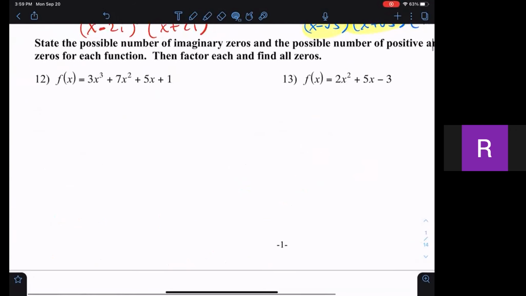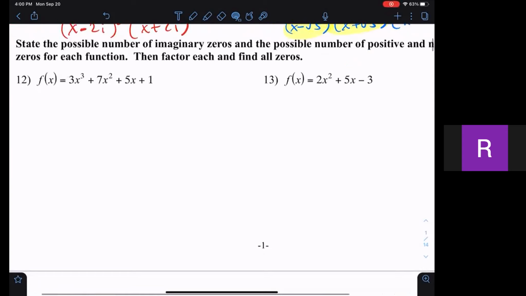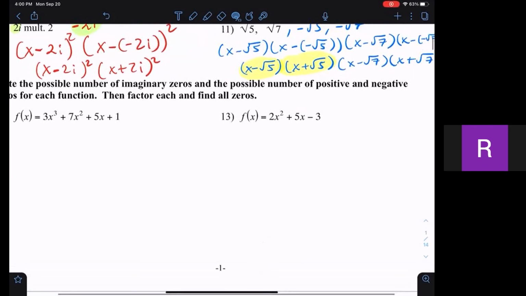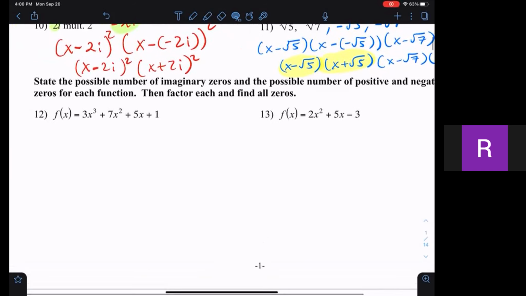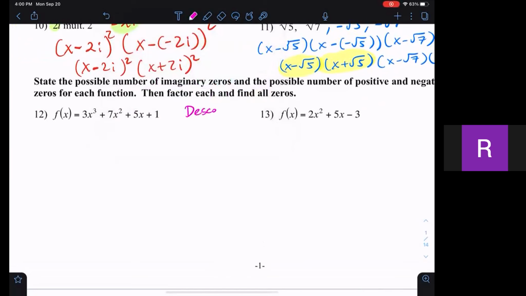Okay, next. It says state the possible number of imaginary zeros and the possible number of positive and negative zeros. Then factor and find the zeros. So basically, they want you to predict, right? So you need to estimate. The way you estimate is you have to use Descartes' rule of signs. So how do you do this? Very easy.